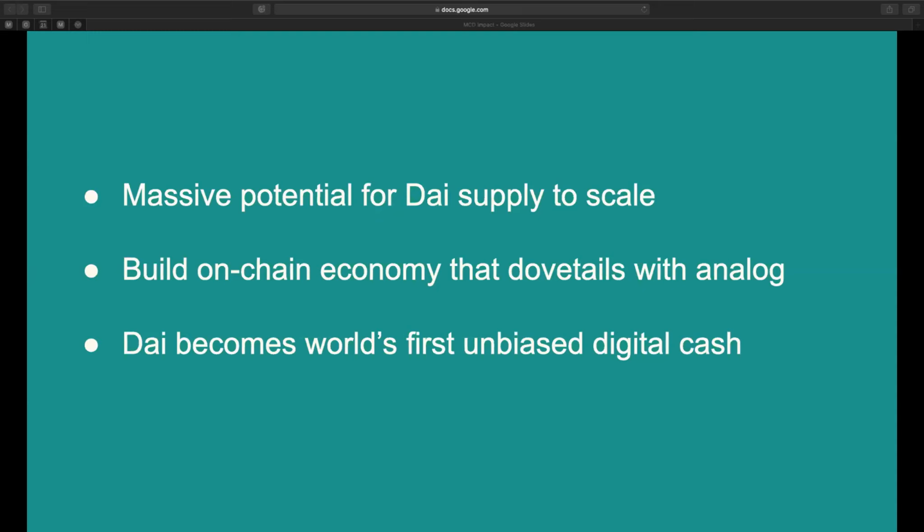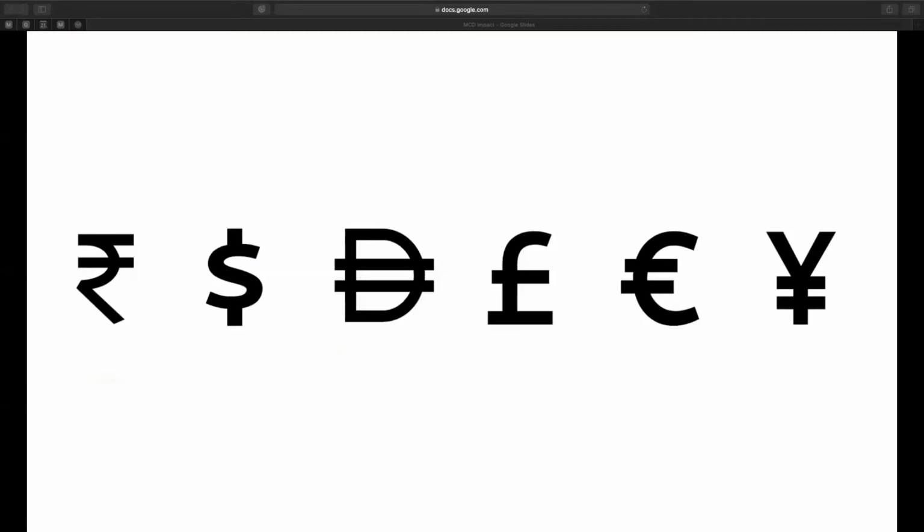To that point, we have 400 partners that we're already working with to introduce MCD and DSR. But really the beauty of MCD and DSR is that it's going to have a profound effect at all levels, from the individual to the entrepreneur to businesses, and not biased to any one group, and not biased by any one jurisdiction. And this is really important because from our point of view, that's why we think DAI will become the world's first unbiased global currency.